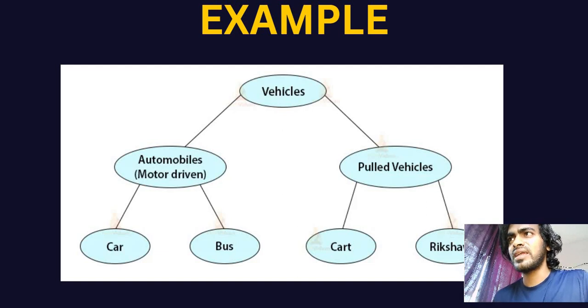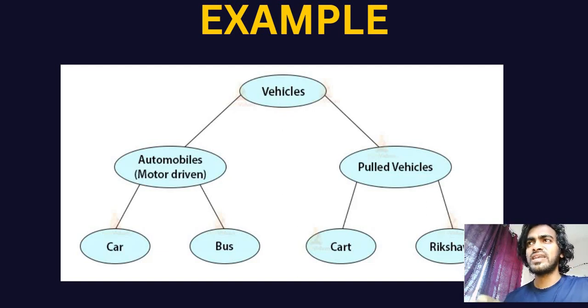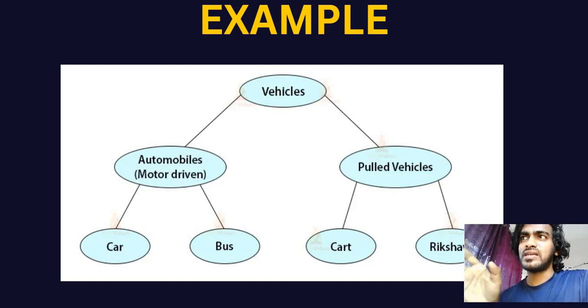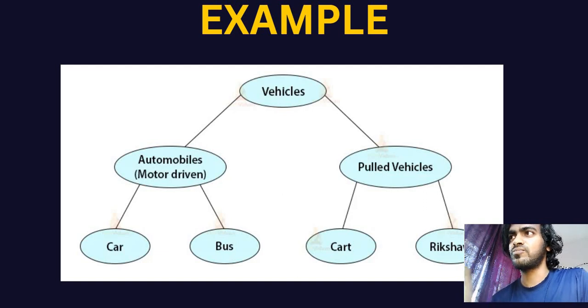So take, for example, automobiles and pulled vehicles. We are defining two different vehicles, automobiles and pulled vehicles. You can see automobiles are motor based, and pulled vehicles are just using our power, like animals or humans pulling them. So in one we are using a motor and in the other we are not, but both have the property to transport and travel. So we are not passing the transport and travel properties into automobiles and pulled vehicles separately. We are directly passing both properties in vehicle.